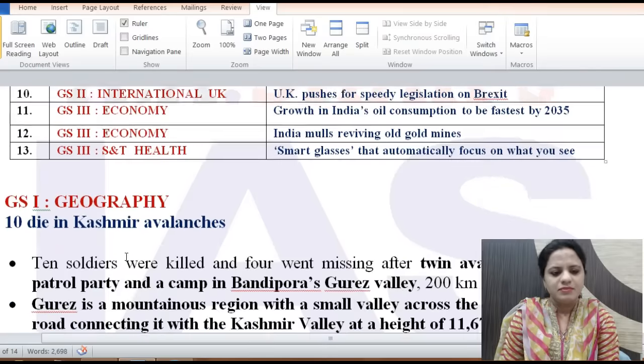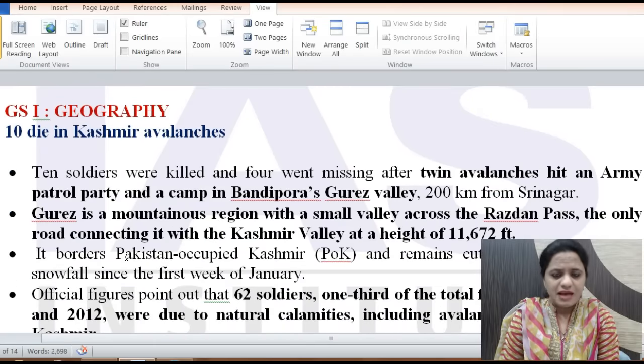The first one: 10 die in Kashmir avalanche. This is the army patrol and camp in Bandipora in Jammu and Kashmir, where 10 soldiers were killed and 4 went missing because of an avalanche. An avalanche is basically snow sliding down. It's the same as a landslide, but there it is land, soil, rock, part of the mountain, while here it is the snow which comes down.